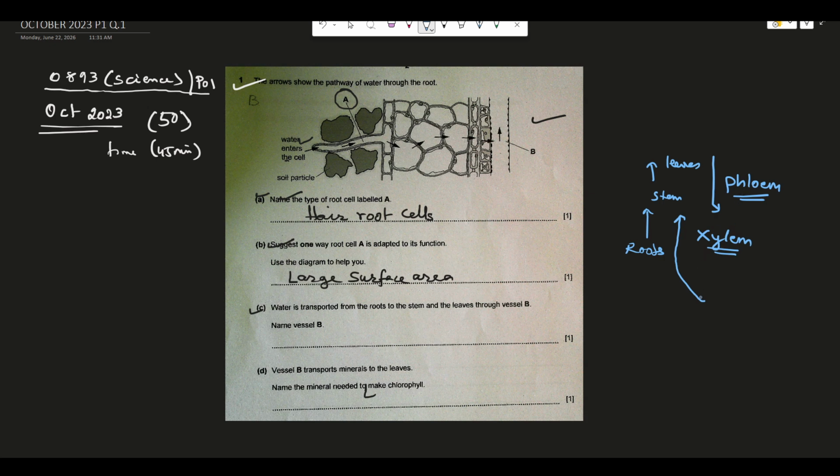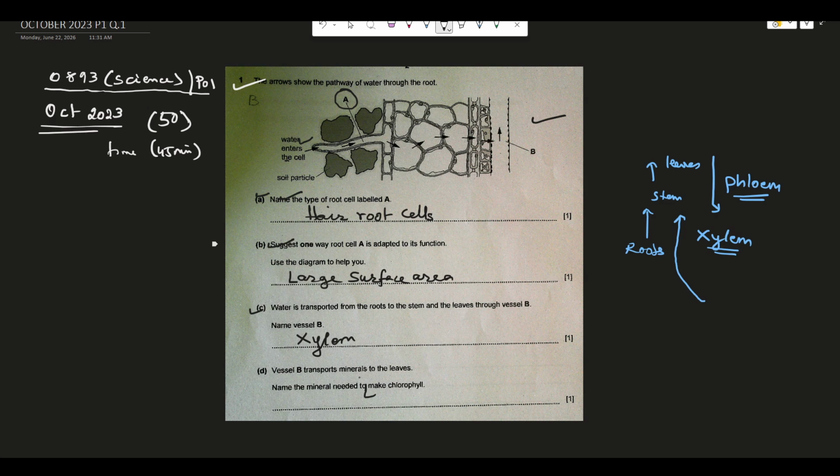Xylem will take everything from the soil and from the bottom of the plant to various different parts of the plant. And phloem is something which will take the food from the leaves of the plant to all the other parts of the plant. Okay, so for this particular question, the answer will be xylem.